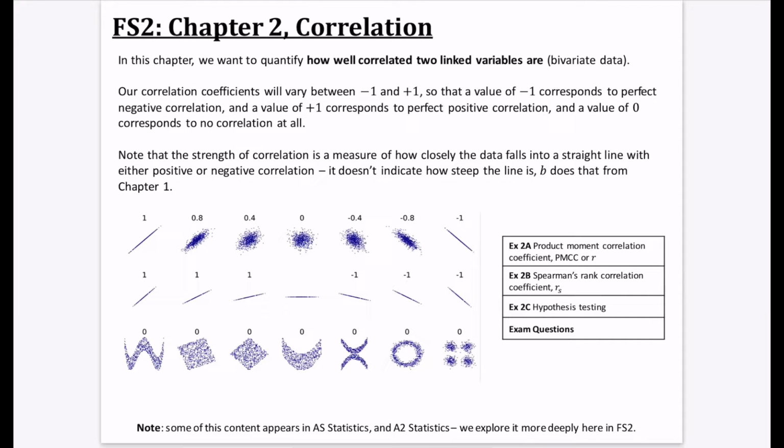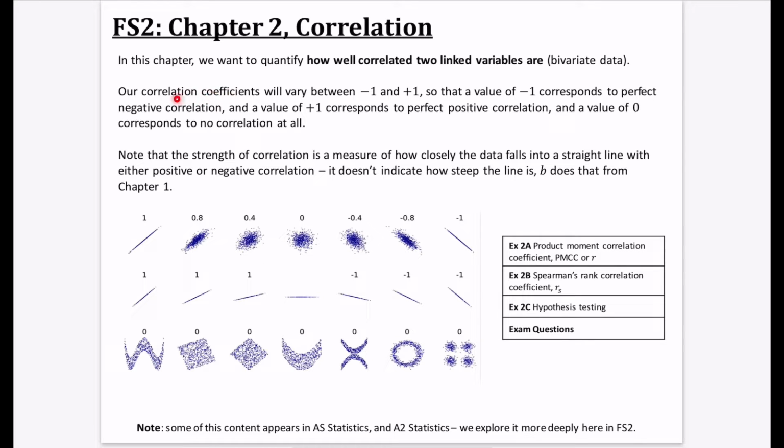so that I'm not repeating myself too much. So what we want to do in this chapter is actually quantify how well correlated two linked variables are. Linked variables, we call them bivariate data because there are two things that are varying and they're linked to each other fundamentally. That's what correlation is all about, where you're trying to measure the relationship between two variables.